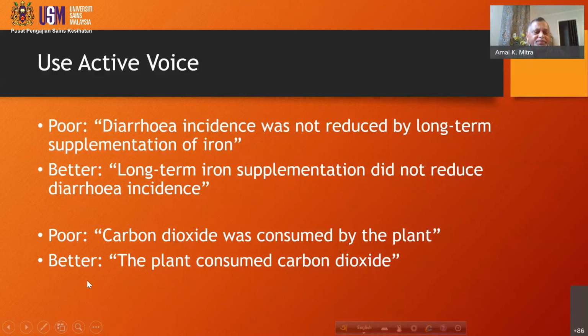Another example: carbon dioxide was consumed by the plant is correct English, but a better way of writing is the plant consumed carbon dioxide. So this is an active voice. Okay.